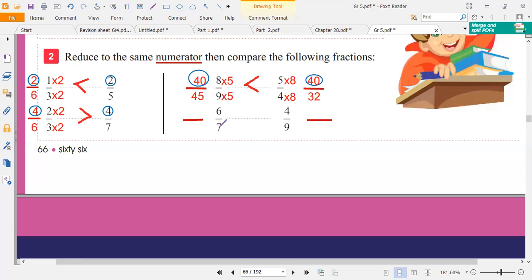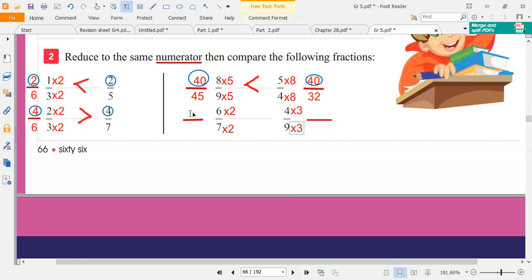We have 6/7 and 4/9. We cannot simplify these two fractions. And 6 is not a multiple of 4. So what we have to do, we should multiply them by each other, but we know that we have a common multiple smaller than 24, which is 12. So we multiply this fraction by 2 to get a numerator 12, and this fraction by 3 to get a numerator 12.